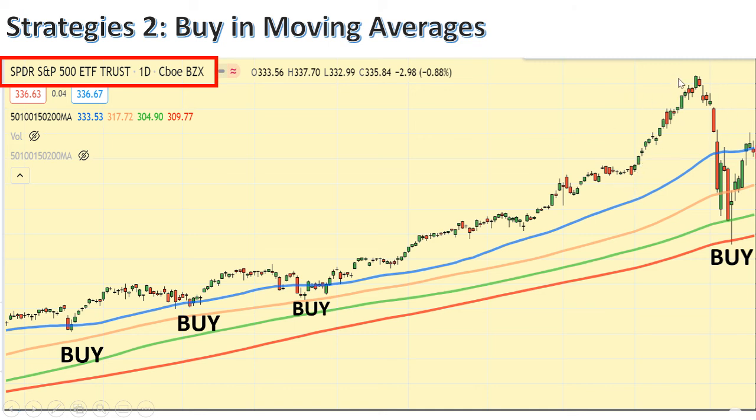When the price is far away from the 50 moving average, then you can start to sell, because the price always comes back to the moving average. You can see here, go up, come back, go up, come back, go up, and come back. So you can sell when you feel the price is far away from the moving averages.